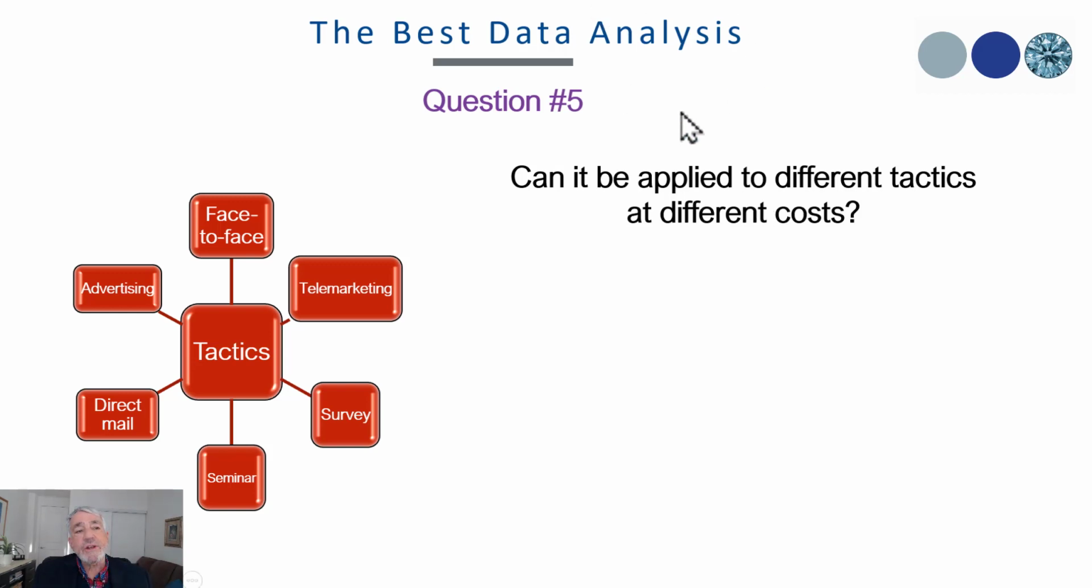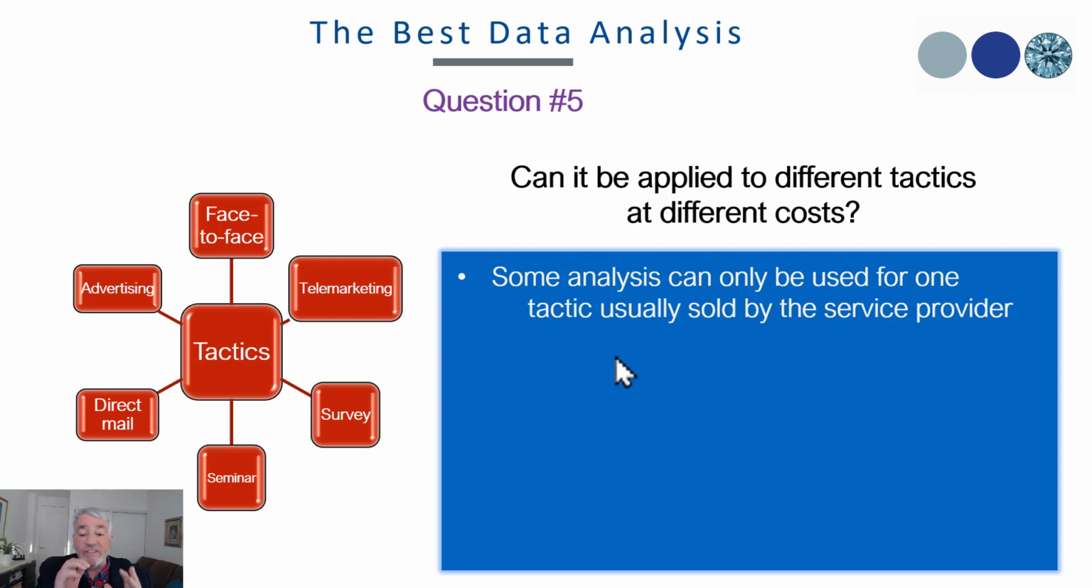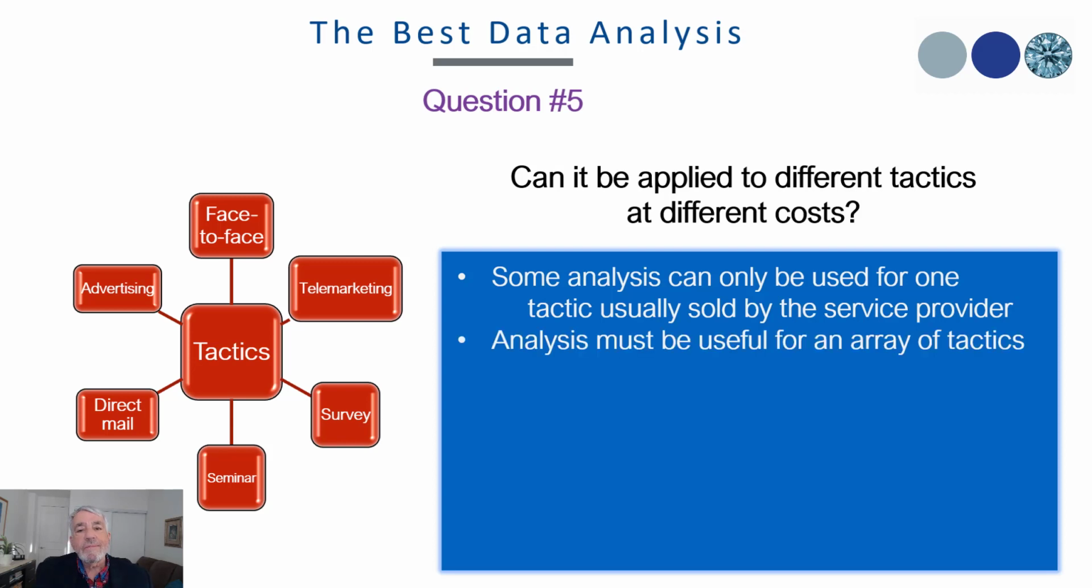And as you can imagine, these particular tactics all come with different price tags. So let's look at it. Some analysis can only be used for one tactic, usually sold by the service provider. You do a database analysis, you get the results, it has individual scoring, but to apply it with known outcomes only works for one tactic that someone's selling you. That's not what you need.